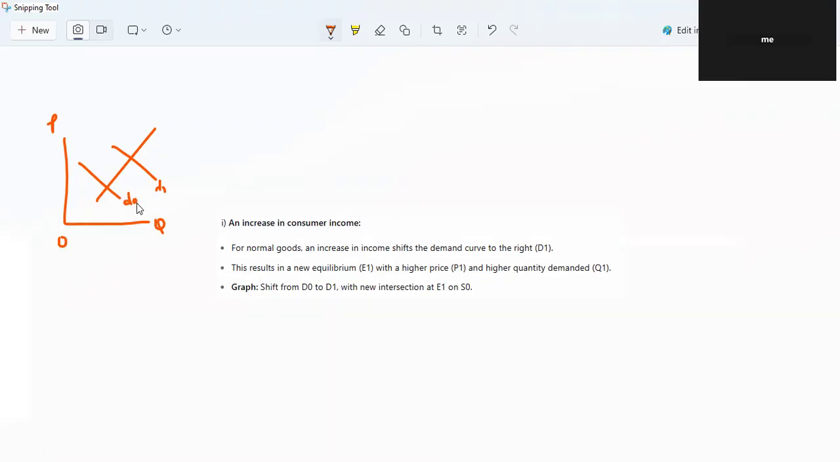So what happens when income increases? For normal goods, if there's an increase in income, the demand curve will shift to the right from D0 to D1. Okay. So what kind of good is this? It is called a normal good. So the equilibrium will move from the initial equilibrium E1 to E2. And the prices will move from P1 to P2.